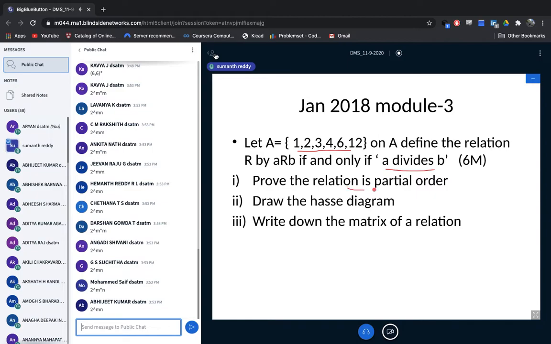So this part I have not taught you yet. A partial order is a relation which is reflexive, anti-symmetric, and transitive. Still I have not taught you the properties of the relation. There are a few properties like reflexive property, transitive property, anti-symmetric property, symmetric property. So under equivalence relation and then partial order, those things I'll teach you later.